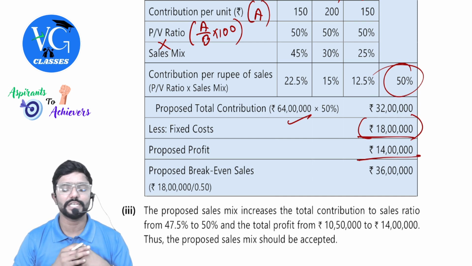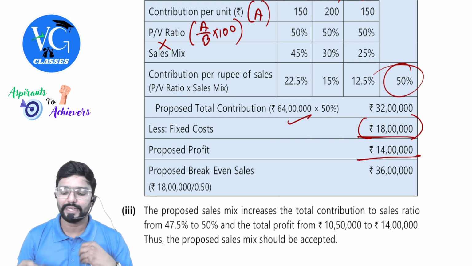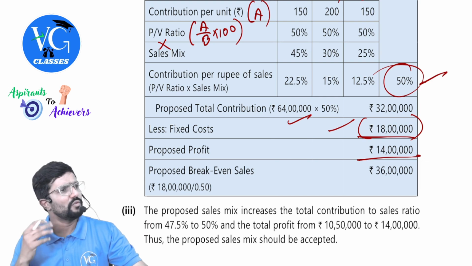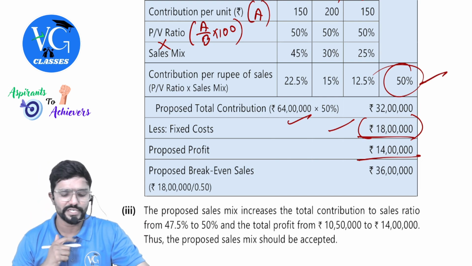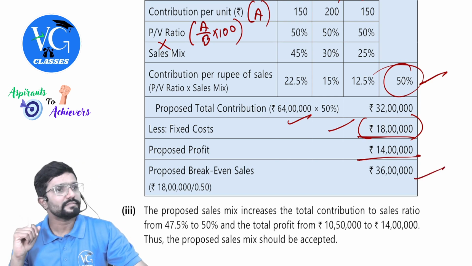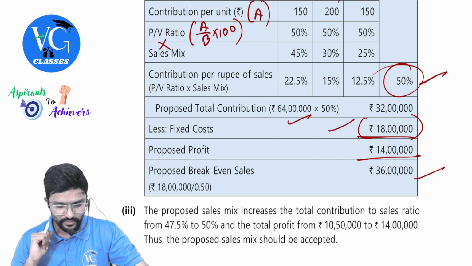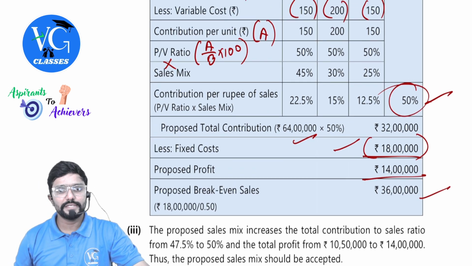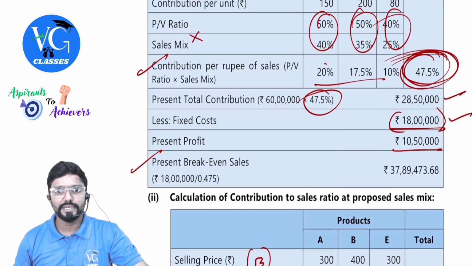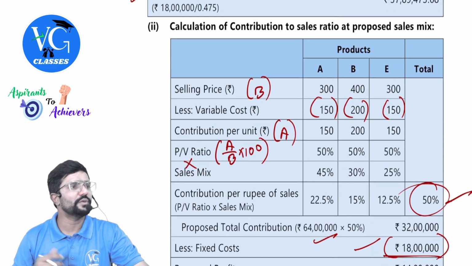Proposed break-even sales is equal to fixed cost of 18 lakh divided by the overall PV ratio, the overall contribution ratio, guys, which is 36 lakh. Proposed profit is 14 lakh. Present is 10.50. Which is better? Proposed.